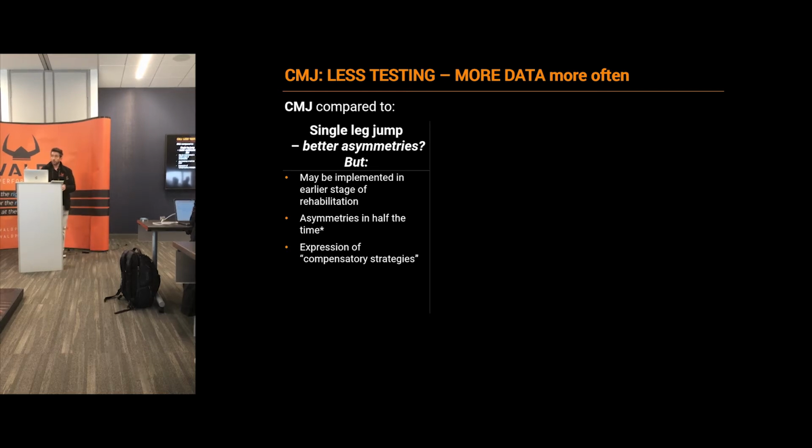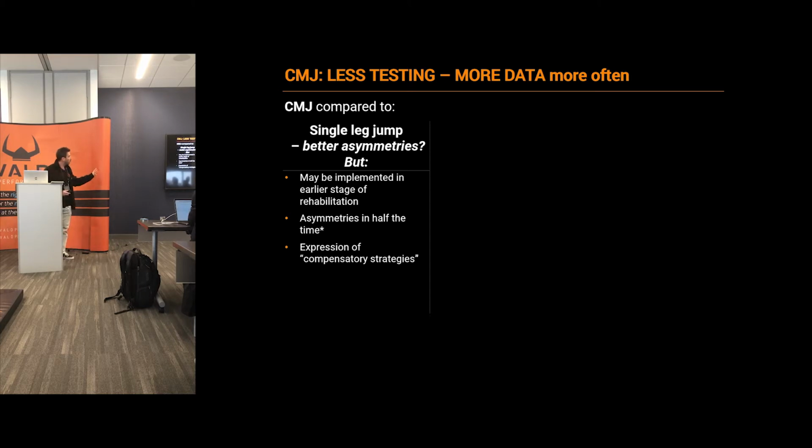So minimum dose is probably the best way to go. The smallest amount of testing, get the most data out of it, and then see if we can build around that where necessary and justify why are we doing a single leg jump as well? Why are we doing a drop jump as well? And are we actually going to take that data out of our laptop somewhere and do something with it?